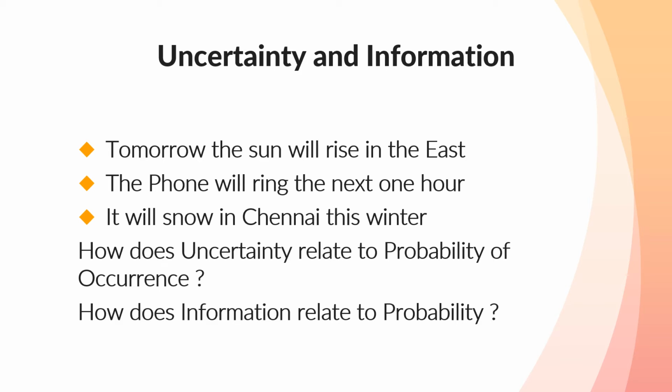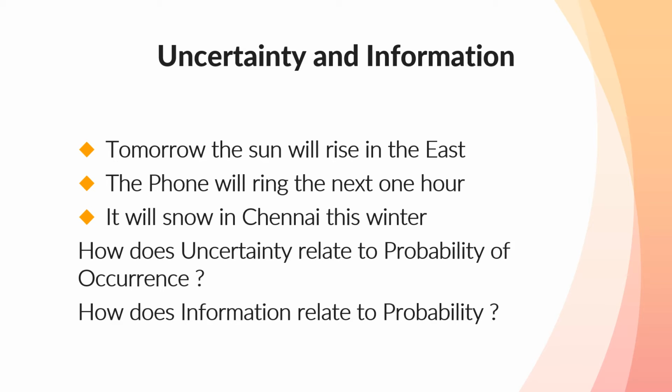Second example, if I take, the phone will ring in the next 1 hour, right? It may ring or may not ring. So if we approximately take the probability as 0.5, then there is some new information I'm conveying to you, right? And it is an uncertain event. It may happen or may not happen. Third case: it will snow in Chennai this winter. Again, this may happen or may not happen. So the probability of occurrence may be 0.4, 0.3, right? When the probability is less, I am conveying new information to you, and also this is an uncertain event.